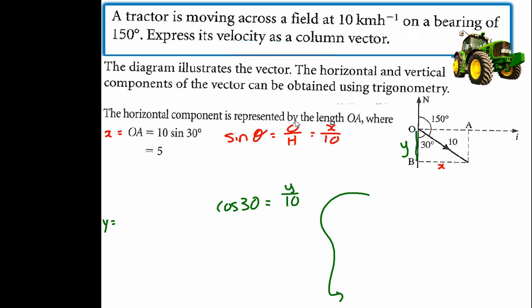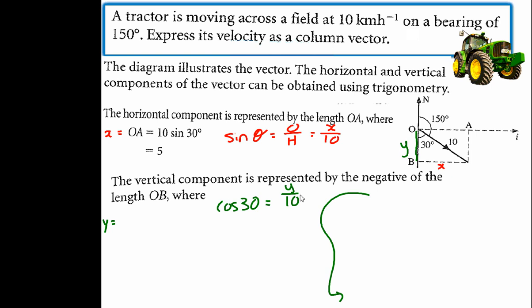So the horizontal component is represented by the length of OA, which is the same as the one down here. So for OA, you're going to be using sine theta equals opposite over hypotenuse. So sine 30 equals x over 10. Rearranging that, x equals 10 sine 30. Remember what sine 30 equals. You could do this one non-calculator because you know the special triangles, the 30-60 degree triangle. So sine of 30 equals a half, and 10 sine 30 therefore would be 5.